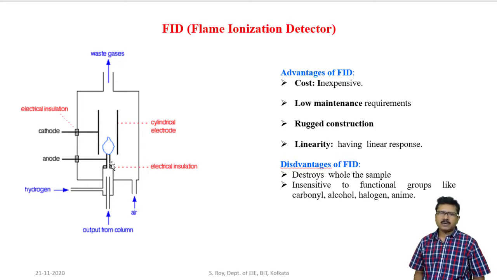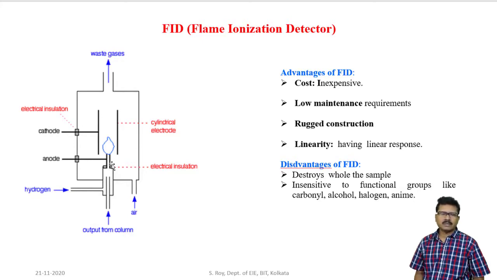Disadvantages of FID: The main disadvantage of FID is that it destroys the whole sample. Means the sample which is coming out from the column, the whole amount of sample is destroyed by the flame. If we want to send this product to the mass spectrometer for further analysis, then we can never use the flame ionization detector. Another disadvantage is that different functional groups like carbonyl, halogen, amine, this type of groups cannot be detected by the flame ionization detector.